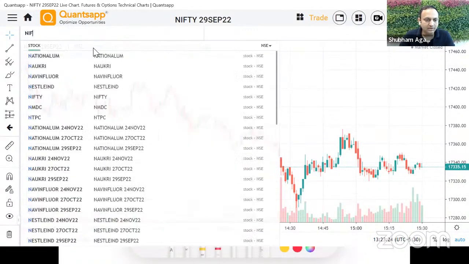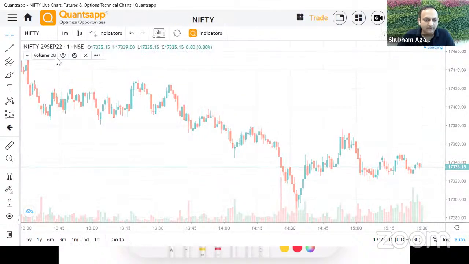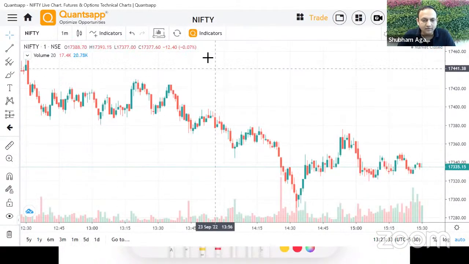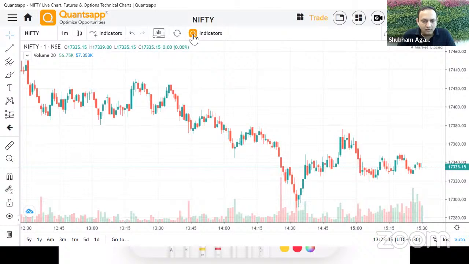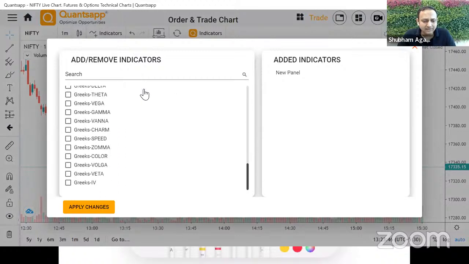Let me just plot a Nifty rolling chart. So rolling, basically, if I choose this, it includes all the expiries of Nifty, right? So I'm using a Nifty rolling chart. If you see over here, there is a Q indicators, Quantsapp logo and the indicators, right? So if I click on that, these are the indicators which Quantsapp is providing on a real-time basis, right?